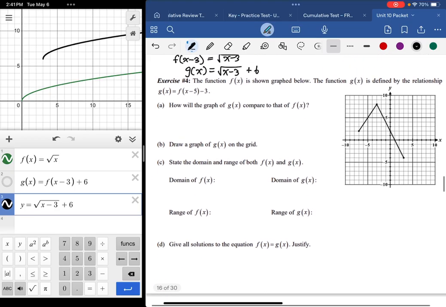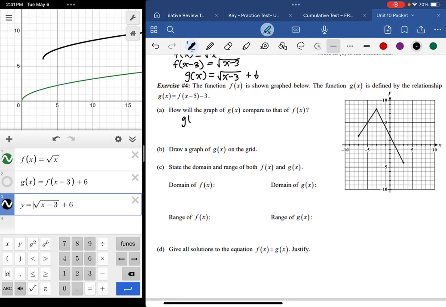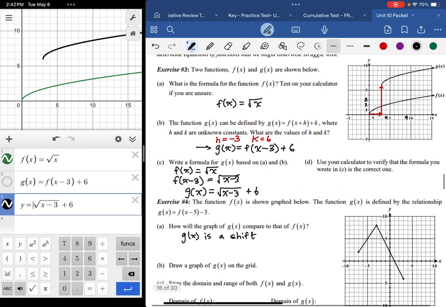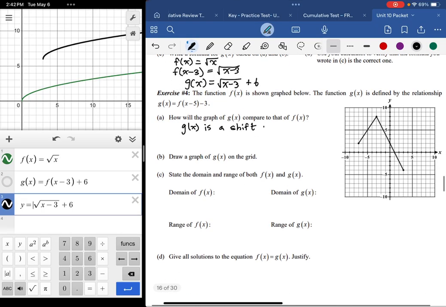For number 4, we have a graph of f of x. They're saying g of x is a shift. All right, that shift is going to be, again, just like over here, if it's a negative inside the parentheses, we're talking about a movement to the right. So shift right 5 and down 3.